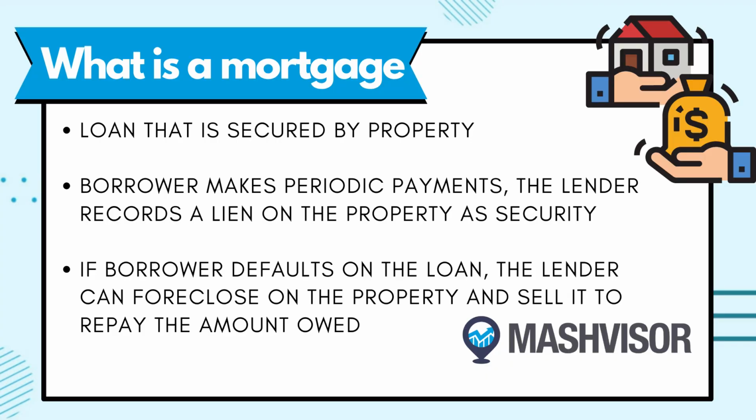Let's start with the basics. A mortgage is a loan that is secured by a property. The borrower makes periodic payments to the lender, and the lender records a lien on the property as security for the loan. If the borrower defaults on a loan, the lender can foreclose on the property and sell it to repay the amount owed. When do you need a mortgage? You typically need a mortgage when you want to buy a property, but you don't have the full amount of the purchase price in cash.